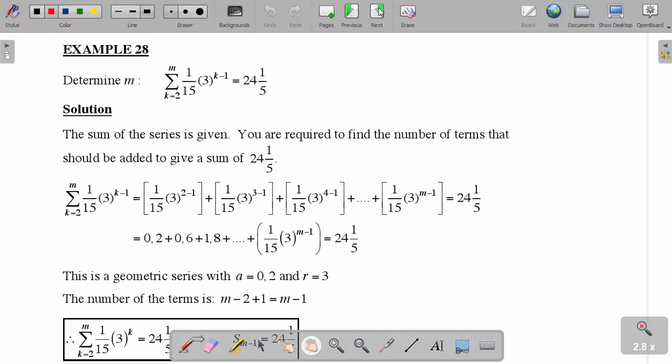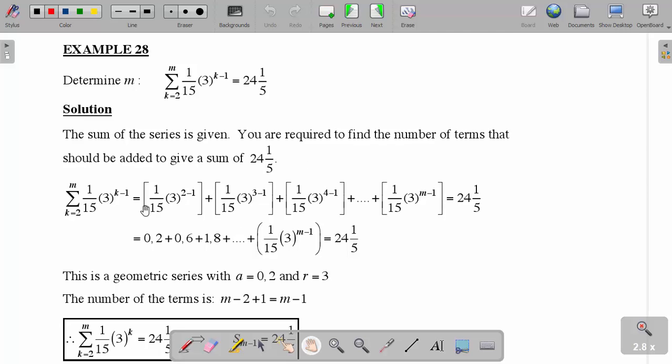Another example here. They say determine m if the summation from k equals 2 up to m of 1 over 15 multiplied by 3 power k minus 1 equals 24 and 1 over 5. Solution. Now the sum of the series is given, so we are required to find the number of terms that should be added to give a sum of 24 whole numbers and 1 over 5.